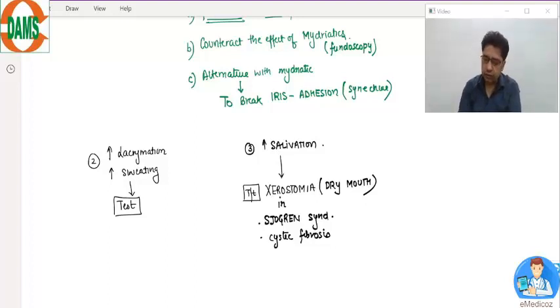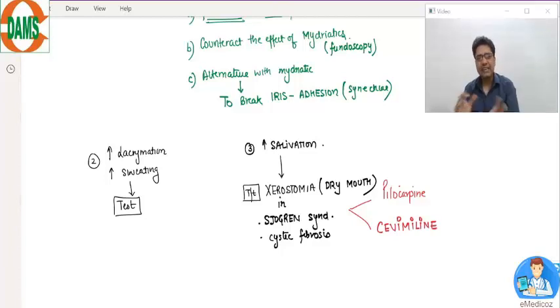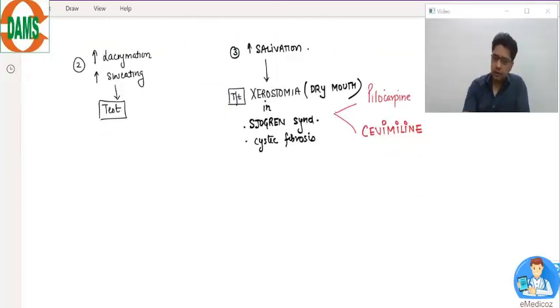Now, for this xerostomia and Sjögren syndrome, we have two drugs. One is pilocarpine. And one new drug, which is just a modification of pilocarpine, is cevimeline. It is exactly the same as pilocarpine. So the two drugs we give to promote salivation in xerostomia treatment are pilocarpine and cevimeline. Now, I want to ask you one question. What are the side effects of pilocarpine? And I'm talking about ocular side effects.